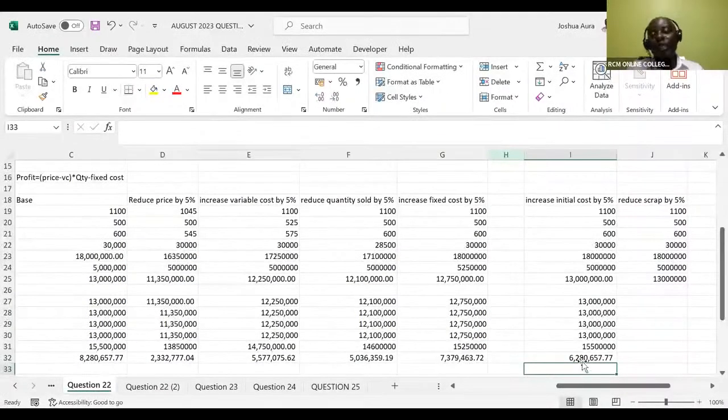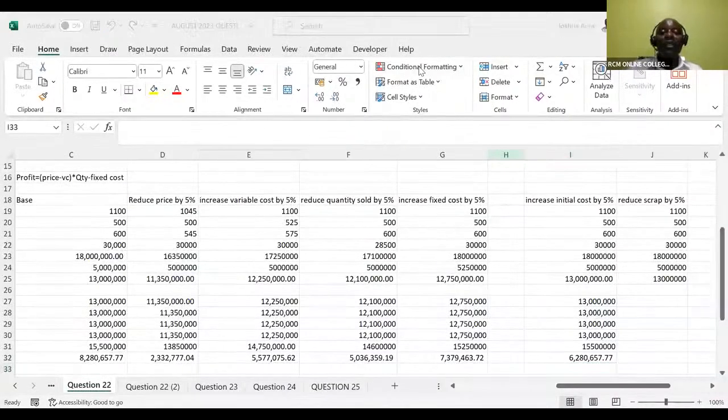Is there anybody who was able to get this 6280? Let me see. Is there anybody who was able to get that 6280? No. Oh, great. So then we come and reduce scrap by 5%.